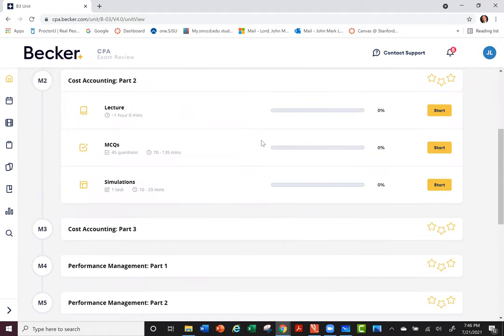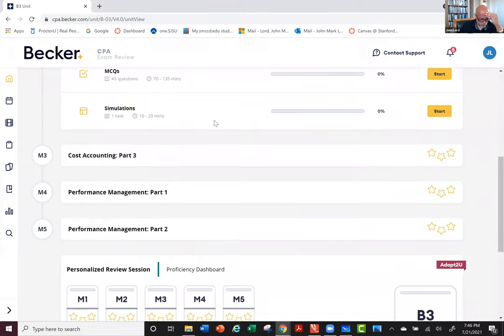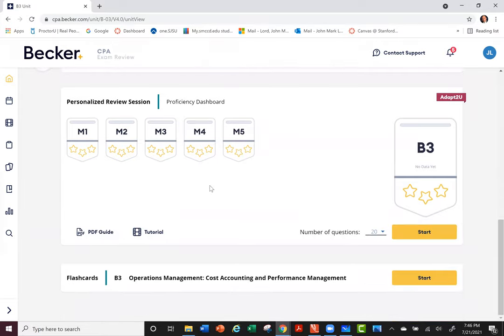The only idea I'm thinking of is that personalized review at the end, maybe just doing more questions there. Where's that? At the bottom of that same page, the adapt to you engine. If you scroll down a little bit more, it lets you select a number of questions for the entire B2, and I guess you just drill those as much as possible. It'll give you more and more questions.